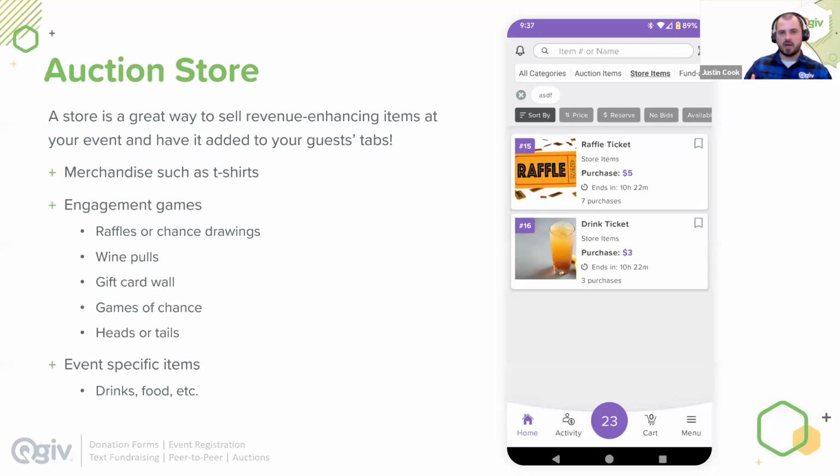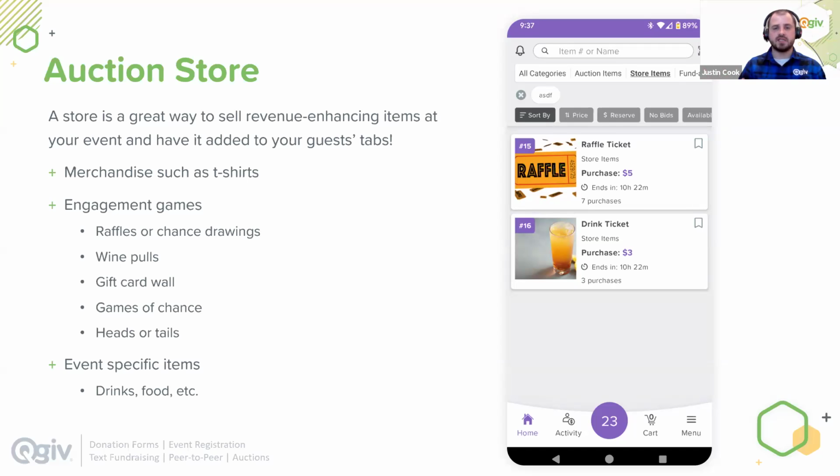And when you're thinking about an auction store, they are so great for those revenue enhancing items. And guests can just quickly add it to their tab. And when they go to checkout, they can just pay for it all at once. So think about things that you can add to add value to your guests, such as merchandise. T-shirts are a great way. You can do bags. Really, it's any type of merchandise that you're looking to sell. This can include raffle ticket items as well.